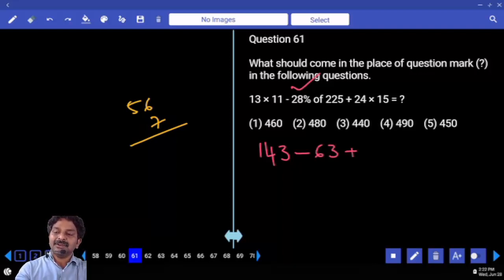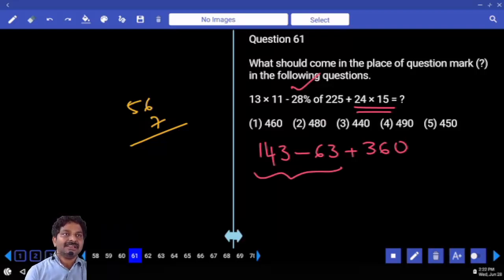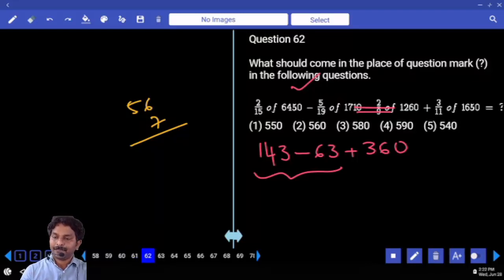63 plus 24, 15 times. 10 times plus 5 times. 10 times is 240. 5 times in the sense half of that number, which is 360. First two numbers, 143 minus 63. 80. 80 plus 360. 440. Over?